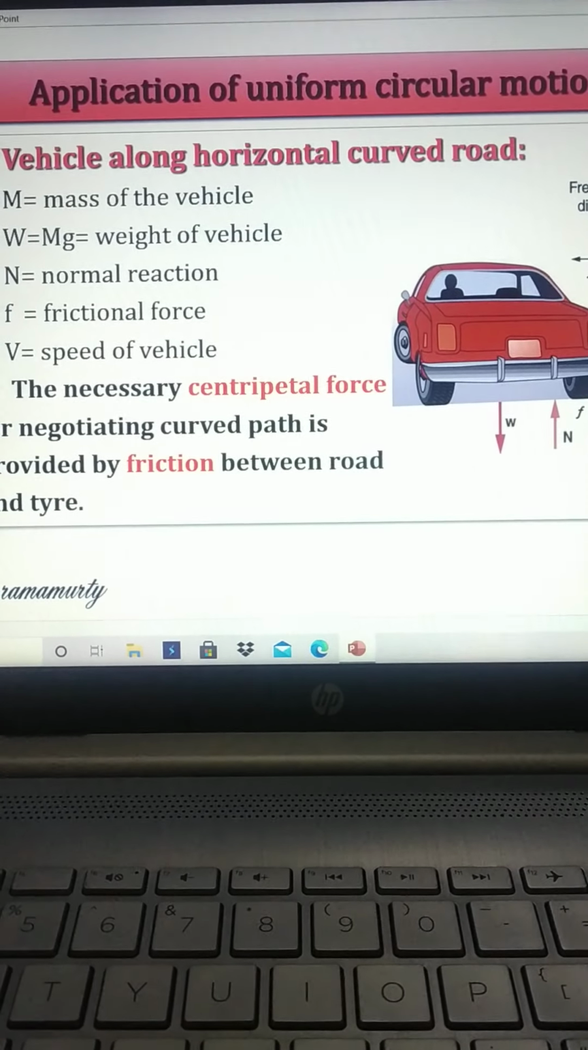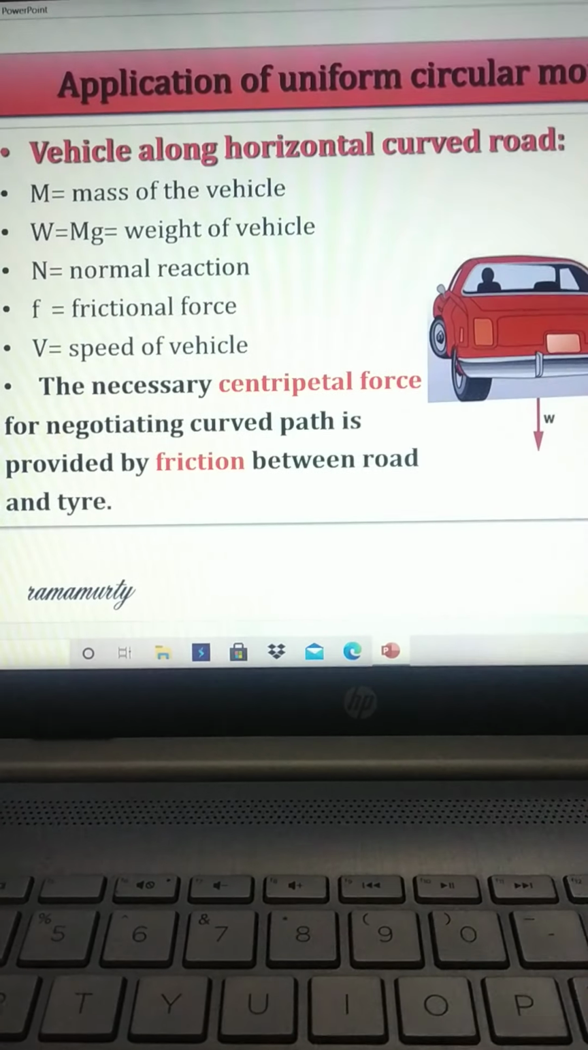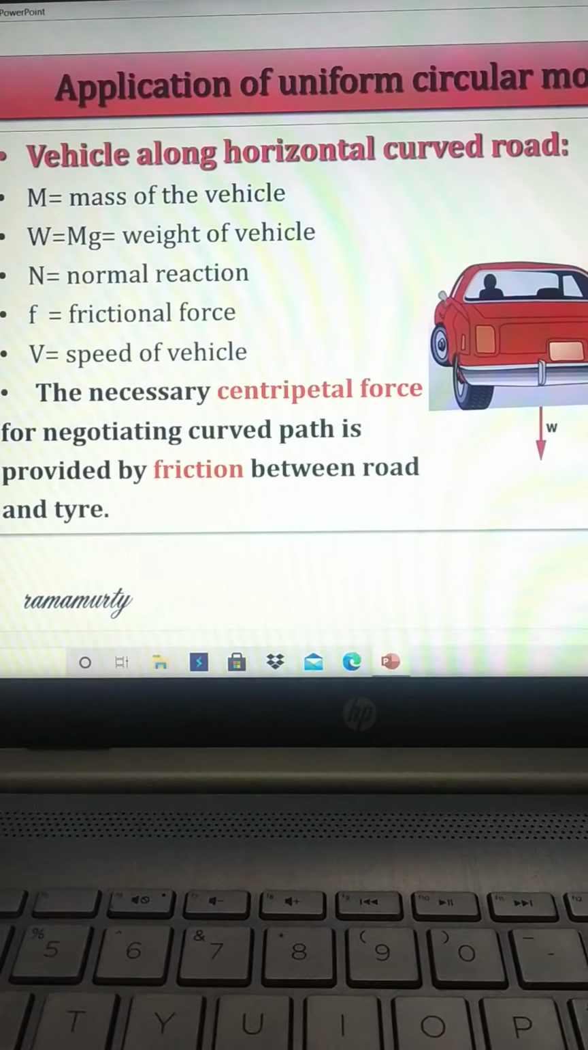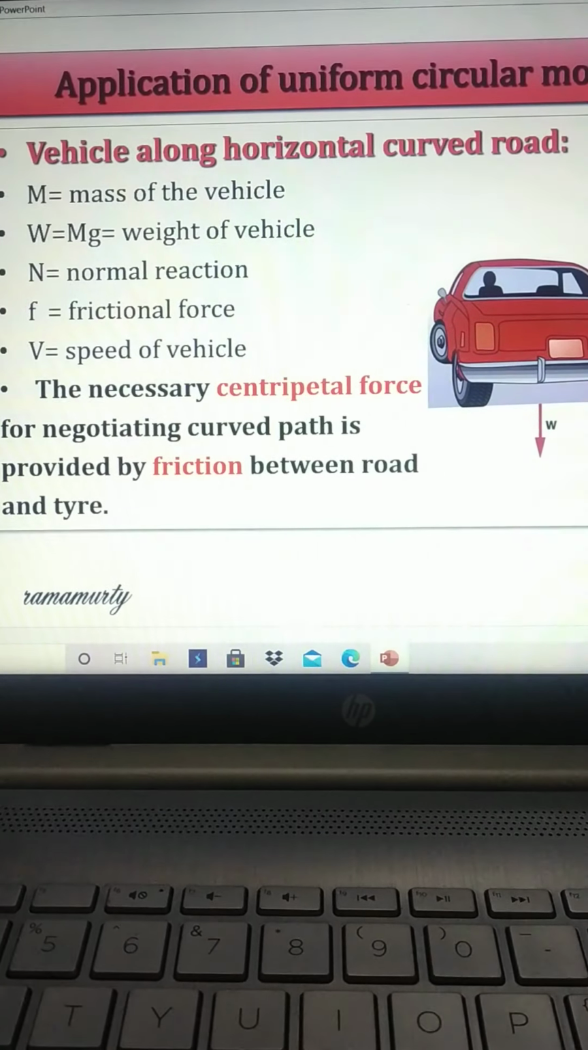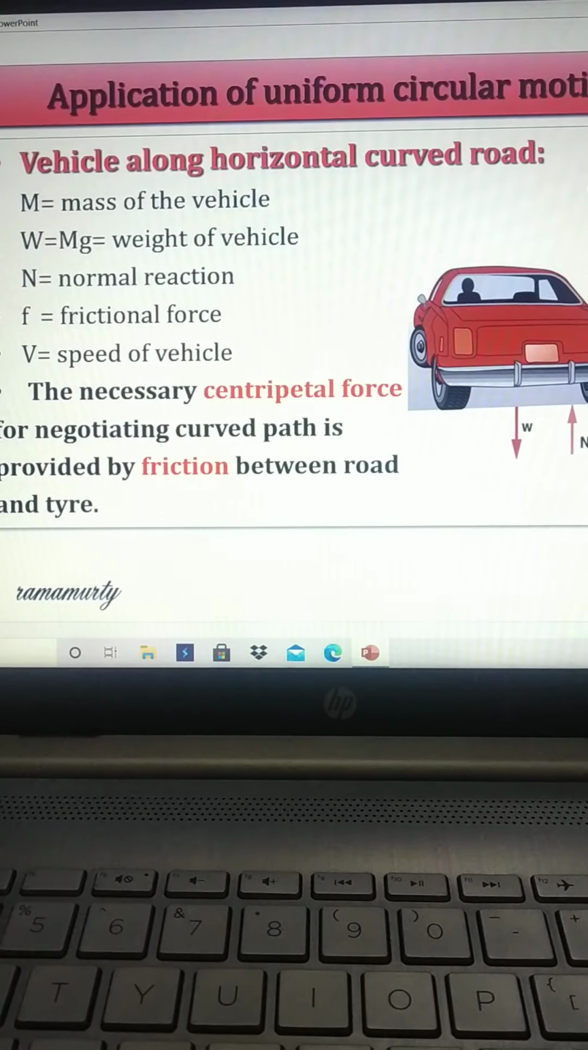Hello students, in the last lecture we saw uniform and non-uniform circular motion. So we continue in the next lecture with a new topic: applications of uniform circular motion.